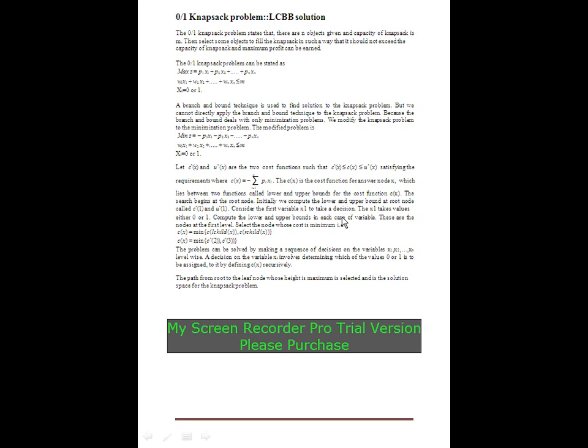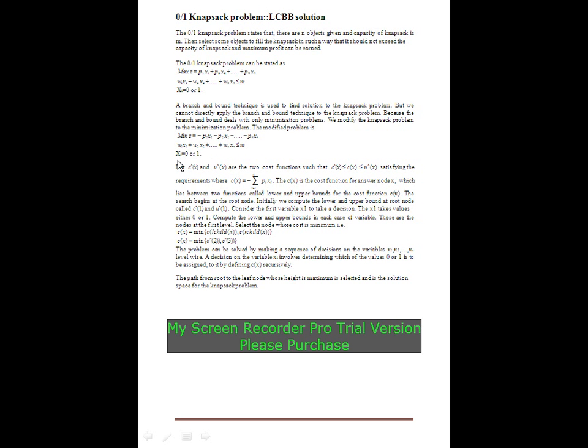So the branch and bound technique is to find the solution for an exact problem. But we cannot directly apply this to the knapsack problem because branch and bound deals with only minimization problems. So we have to modify this problem into minimization. The problem given is maximization. So for modifying this problem into minimization, simply negate the problem. So minimization of z equal to minus p1x1 minus p2x2 and so on. You already know maximization and minimization from operations research. So simply negate the problem and it becomes a minimization problem.